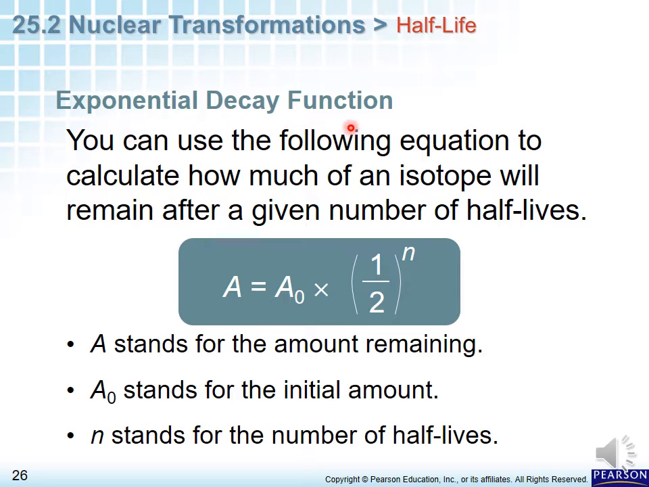Now, the exponential decay function. You can use the following equation to calculate how much of an isotope will remain after a given number of half-lives. Very important equation, remember: A equals A naught times one-half to the power n. A stands for the amount remaining, so how much amount is going to remain. A naught is the initial amount. And n stands for the number of half-lives. So by using this equation you can calculate how much amount remains.